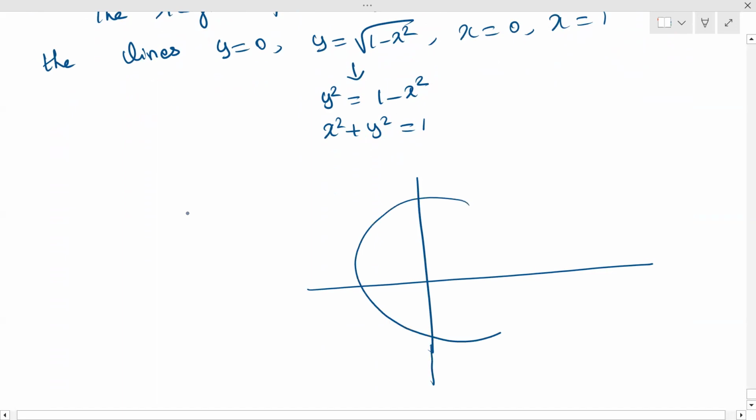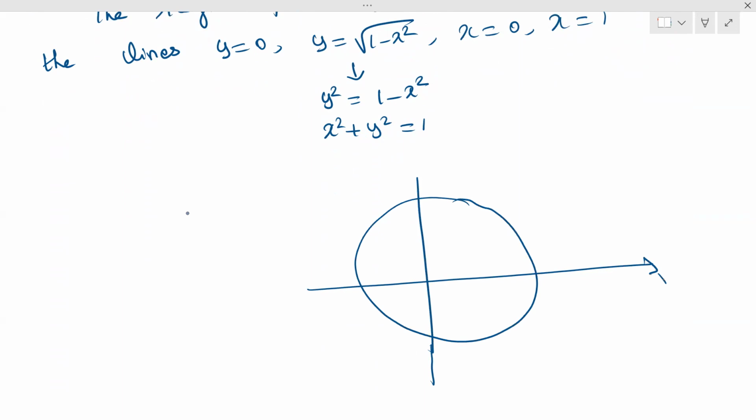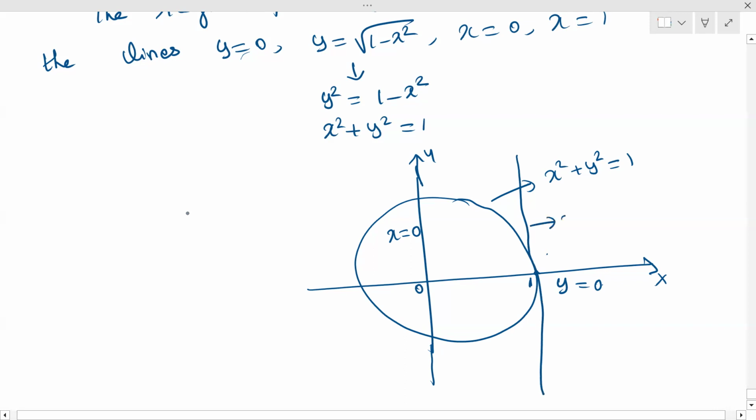So this is nothing but our given circle, x square plus y square equal to 1. What is the another line? y equal to 0 means x-axis. Next, x equal to 0 means y-axis. x equal to 1 means, here the radius is 1, so here it is 0 and here it is 1, the point 1, comma 0. So x equal to 1 means it is a line like this, a straight line parallel to y-axis.